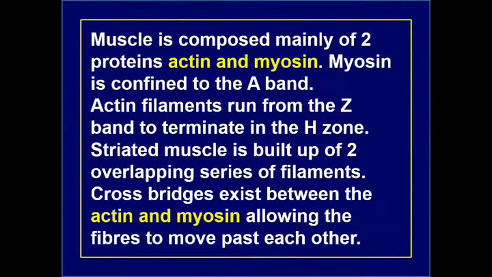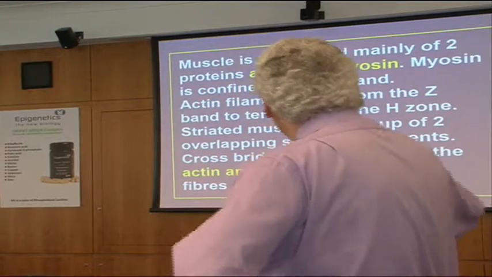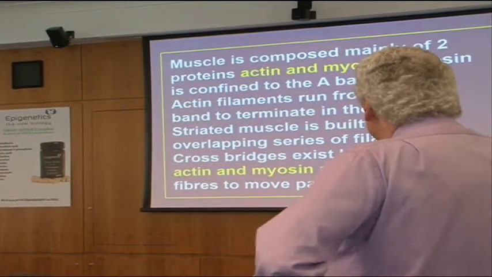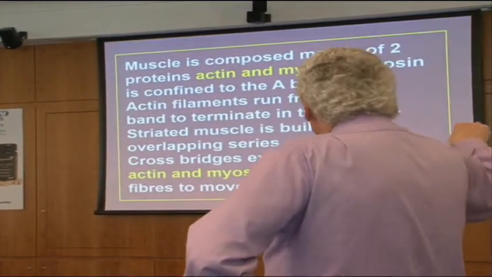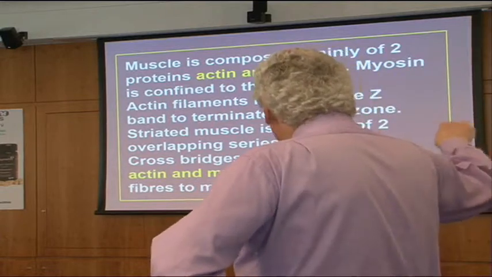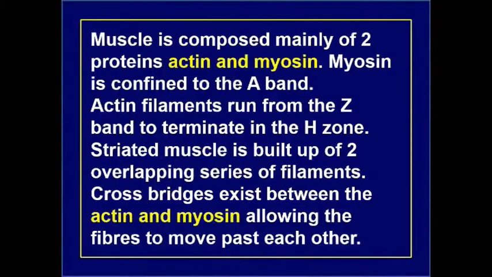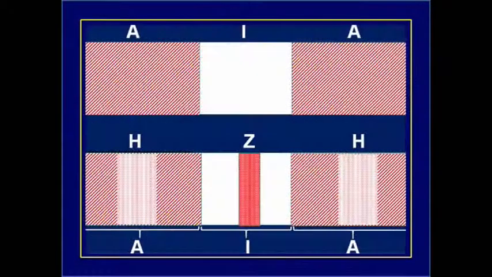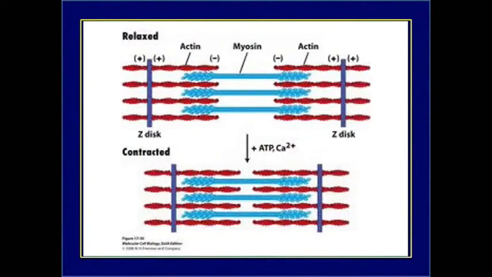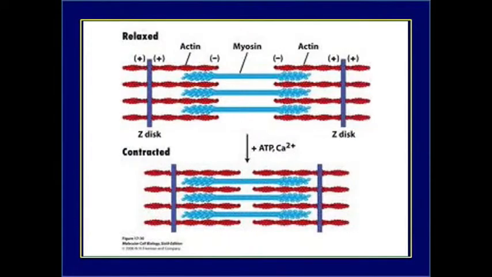Muscle is composed of two major proteins, actin and myosin. Myosin is confined to the A band. Actin filaments run from the Z band to terminate in the H zone. Striated muscle is built up of two overlapping series of filaments. The cross bridges exist between the actin and the myosin, allowing the fibers to move over each other. So again, here we see the myosin is the part where we do the contraction.